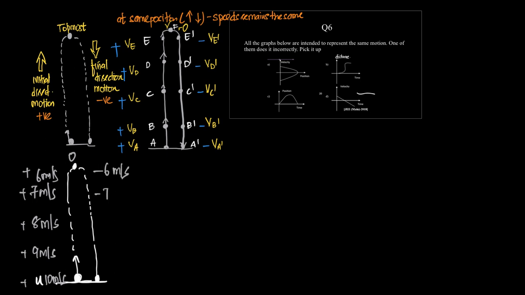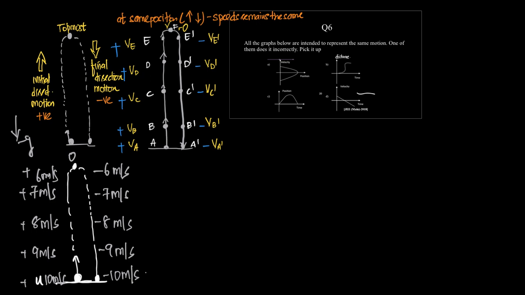meter per second. It will be minus 7. Why is it increasing? Because in the downward direction, acceleration due to gravity is acting. It is acceleration, it will increase the speed. Okay. So it is minus 7, minus 8 meter per second, minus 9 meter per second, and minus 10 meter per second. All right.